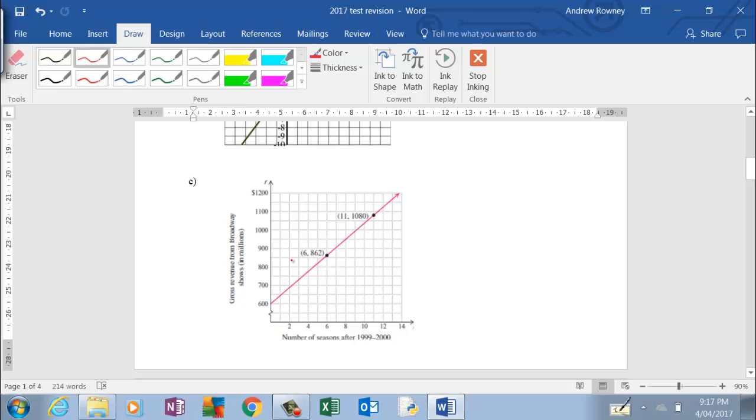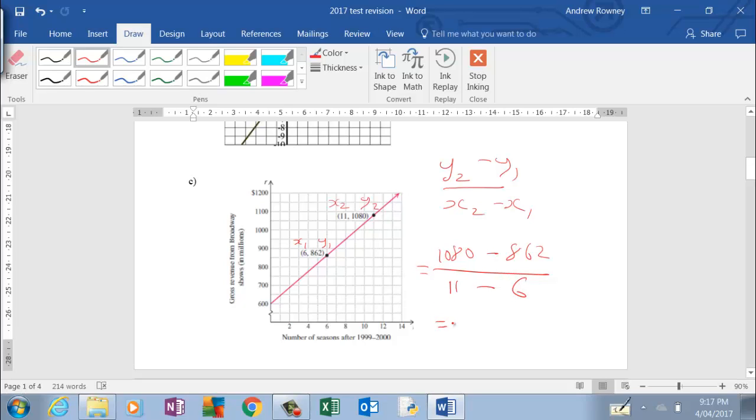6 across and 862 up, 11 across and 1080 up. So because they give us the coordinates, instead of using rise on run, we could use this method, y2 take y1 on x2 take x1, where this is x1 y1 and this is x2 y2. So doing the difference between the y's, we do 1080 minus 862, all divided by the difference between the x's, 11 minus 6.